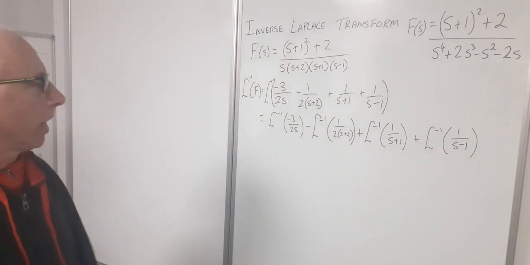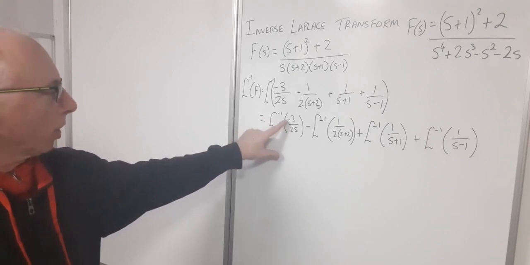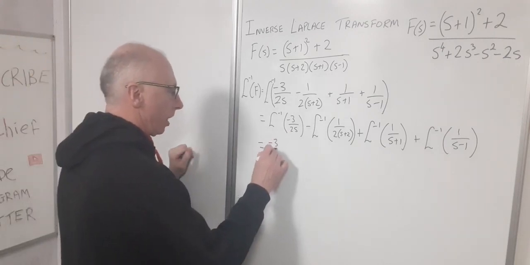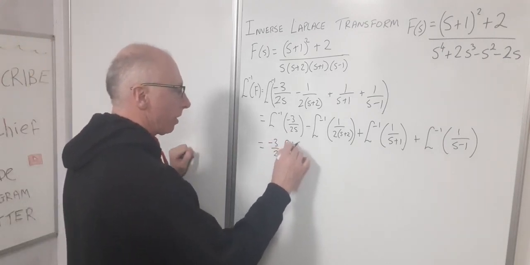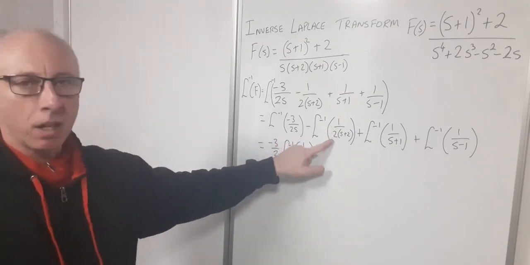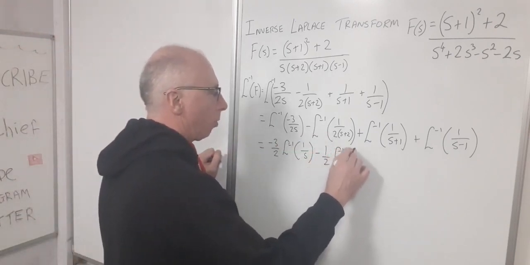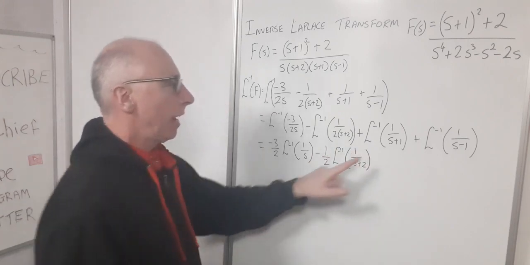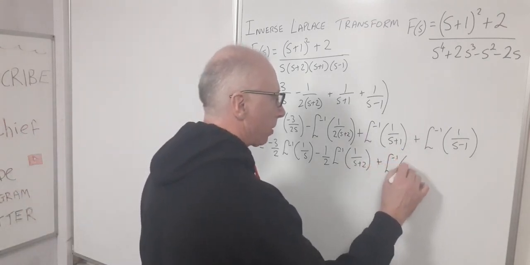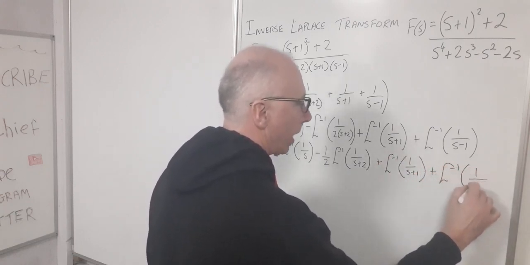Okay. Now this one here, I've got a minus sign here. I can bring that out, but I could also bring the minus 3 over 2 out. So let's do that with this one. So now I've got minus 3 over 2 times the inverse Laplace of 1 over s, which is all we've got left over with that. Same here, I can take the half out. So I've got minus 1/2 inverse Laplace of 1 over s plus 2. And then these two terms I just bring down as they are: inverse Laplace of 1 over s plus 1 and inverse Laplace of 1 over s minus 1.